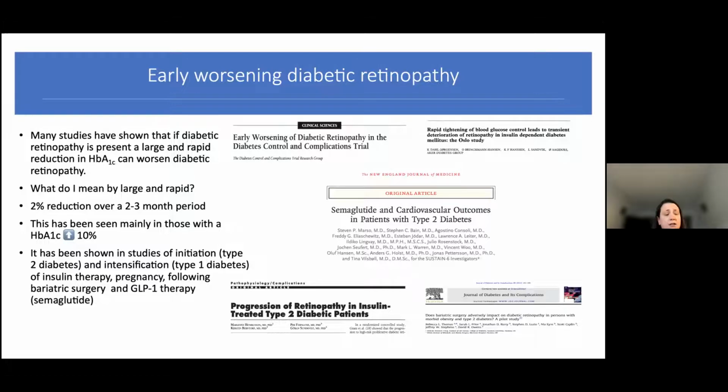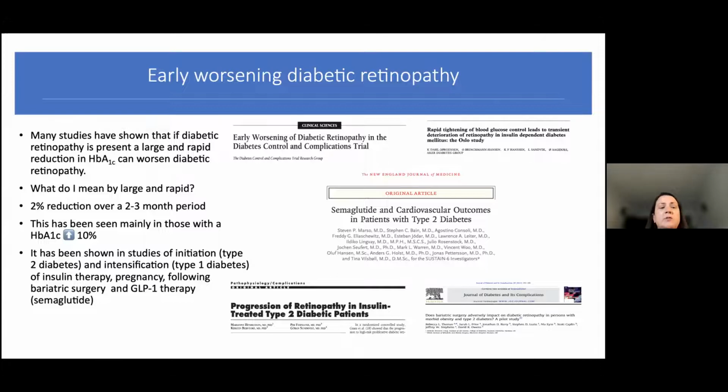So if you start a new technology, if you start GLP-1, a new therapy, then you need to be aware that this is a risk so that you attend your screening. And if you are under an ophthalmologist, then they should be aware that there's a potential that this could happen so that they can monitor you more frequently, basically.